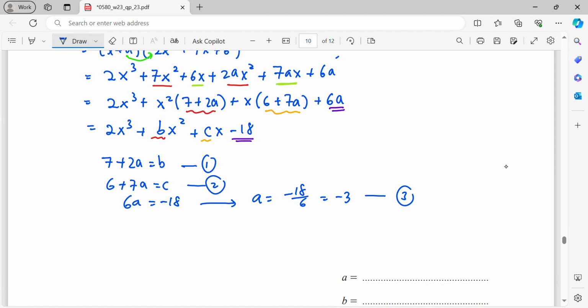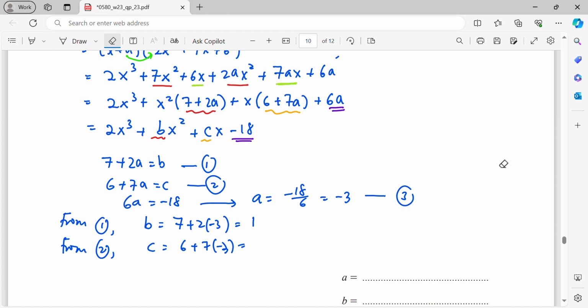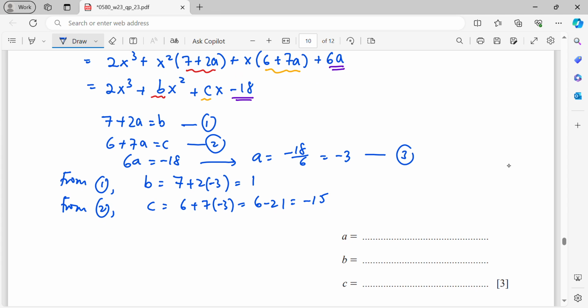So to find the b and c, I have to substitute into the first and second equation. So now from the first equation, my b is 7 plus 2a. So 7 minus 6 is 1. Okay, then from the second equation, my c is 6 plus 7a. So that means you will be getting 7 minus 6 minus 21, which is minus 15. Okay, so then just write down the final answer. A is minus 3, B is 1, C is minus 15. So done for this question.